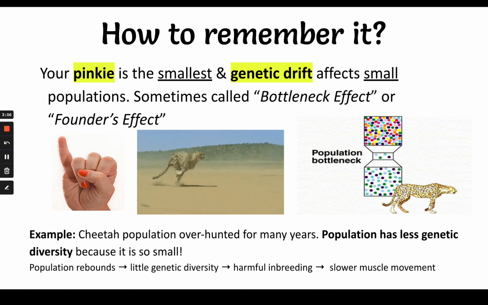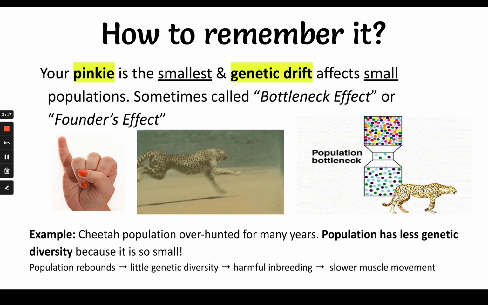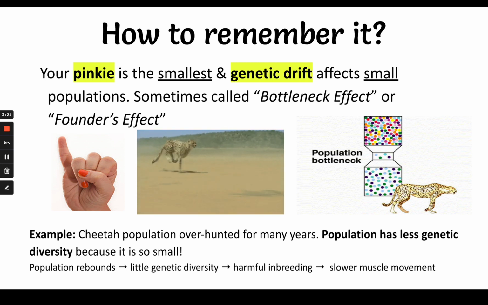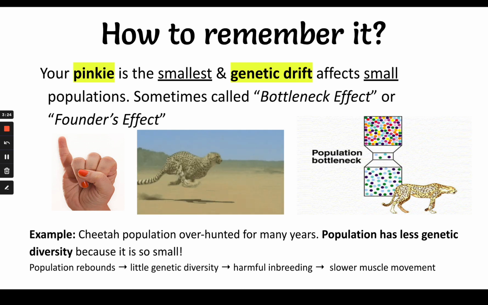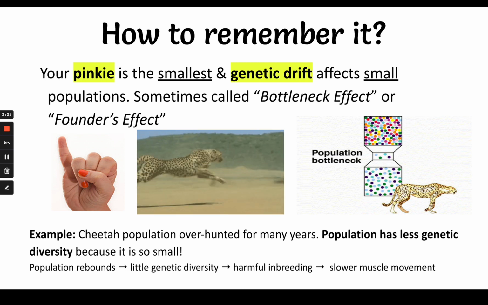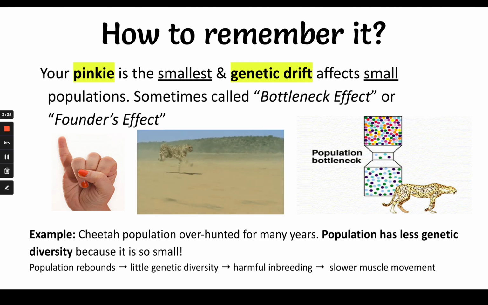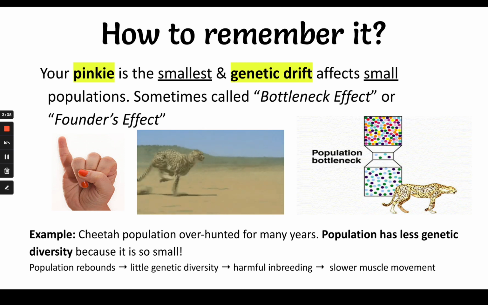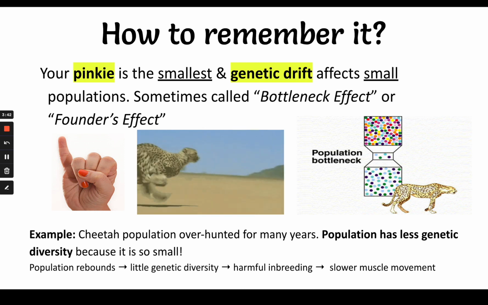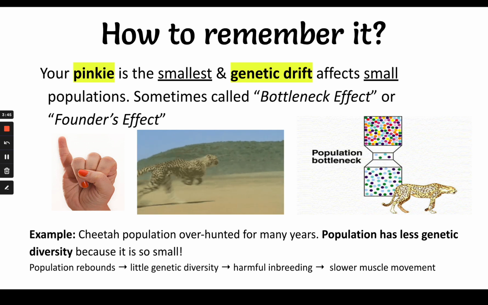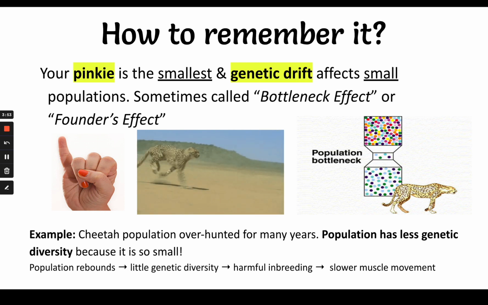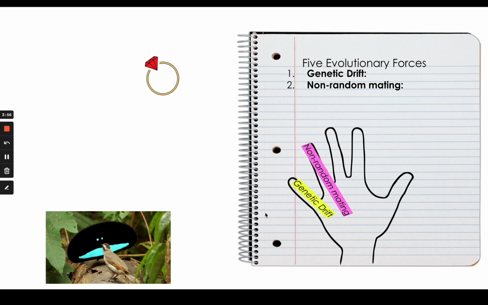A real life example here that has experienced the bottleneck effect is the cheetah population. They've been overhunted for many years for their fur coats. As a result, their gene pool has been drastically reduced. They have less genetic diversity because they're a small group of cheetahs. Although protocols have been put in place to allow the population to rebound, it's a little too late. Because they have little genetic diversity, there's a lot of inbreeding happening with these cheetahs, and as a result of these mutations popping up in their gene pool, it has actually led to slower muscle movement. So as a result of us overhunting cheetahs, we have basically caused them to become slower and slower in speed, which is unfortunate.